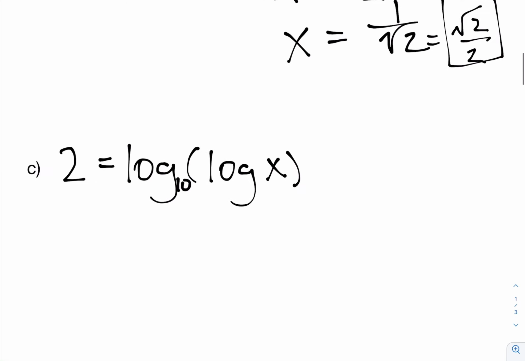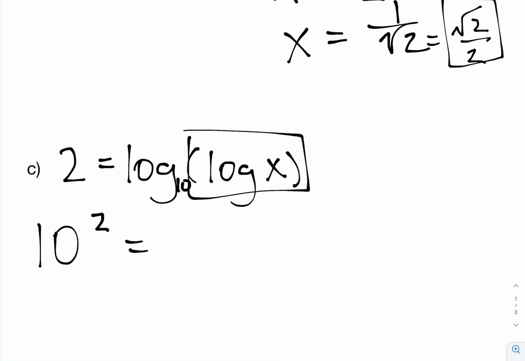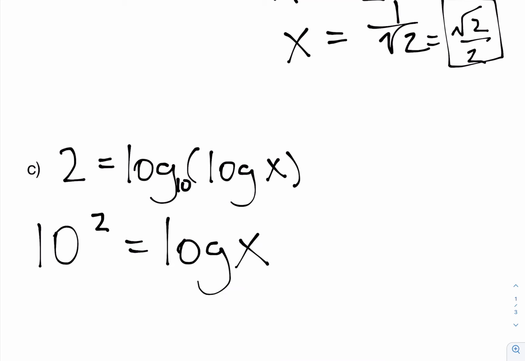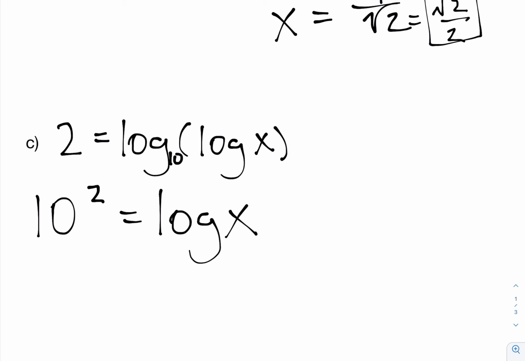So another way to write this is just saying 10, this base, to the power of 2, equals the argument of the logarithm. So this is the log of x, because this log x was the argument of the initial outside logarithm. So 10 squared is log x. Instead of 10 squared, I'm just going to write 100, because that's just 10 times 10.